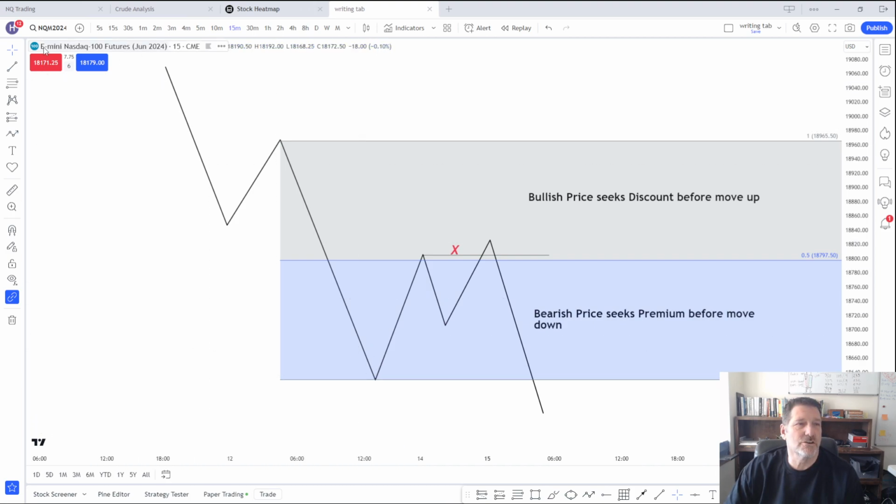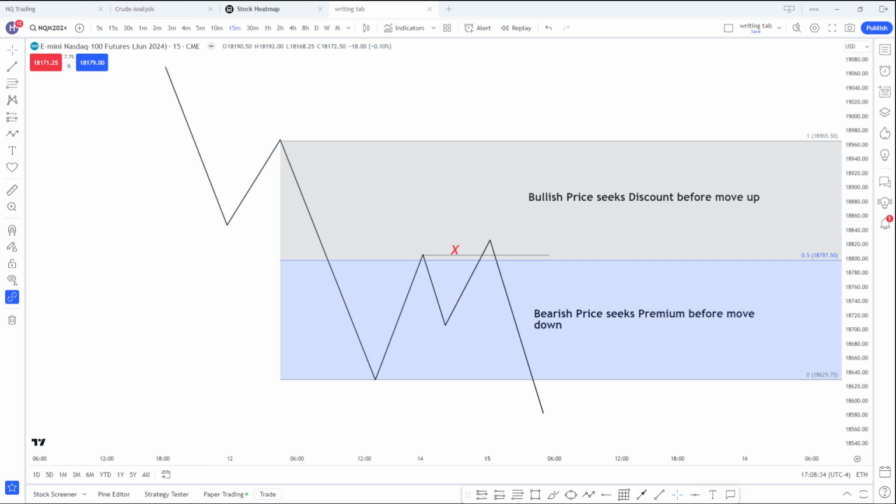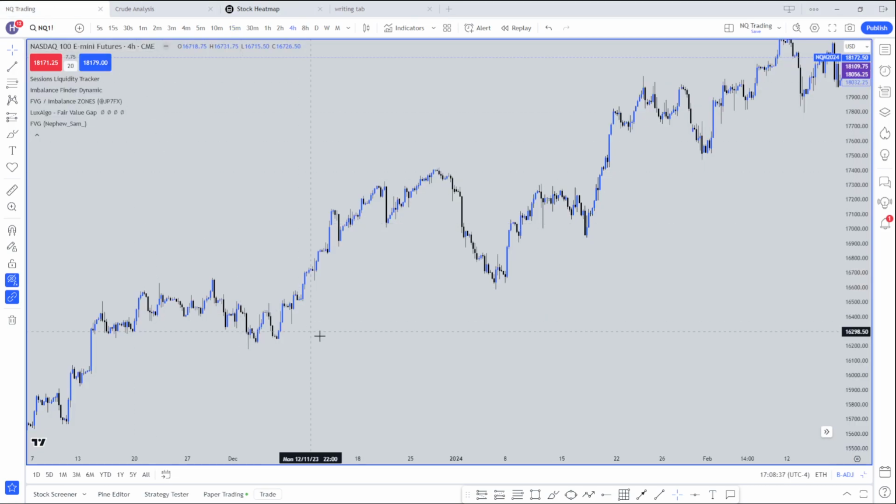So let's look at the chart some more. And so here we have the NASDAQ.